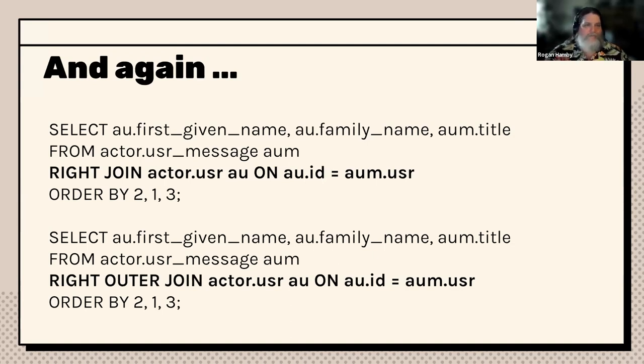And I mentioned before that the outer keyword is entirely optional. So this is another example of that. Again, you can run both of these and you'll get the same results. A right join is a right outer join. A left join is a left outer join. I don't think there's any such thing as just an outer join though, unless that's an alias for a full outer, but I've never tested that.